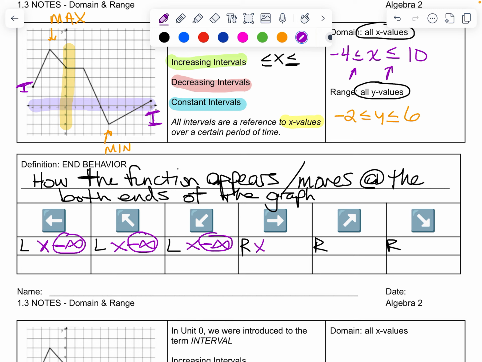And again, left and right are both x value words on a graph as we travel. So if I see an arrow pointing to the left on a piecewise function, or any graph for that matter, I know that it's traveling all the way to negative infinity. If it's pointing to the right, I know that it's traveling to positive infinity.